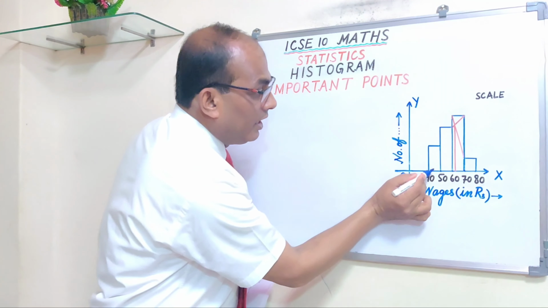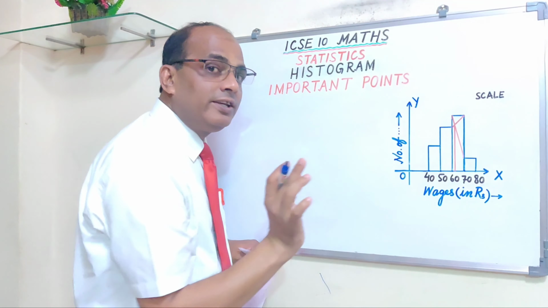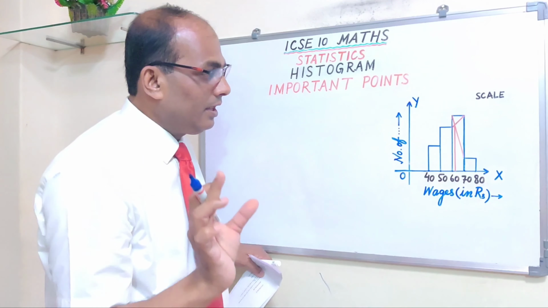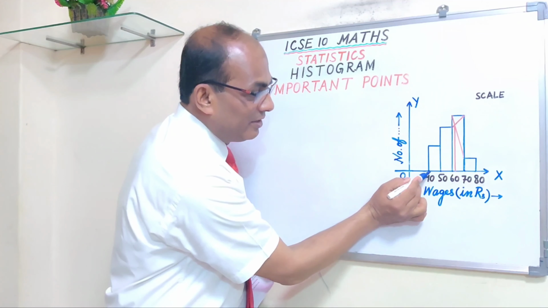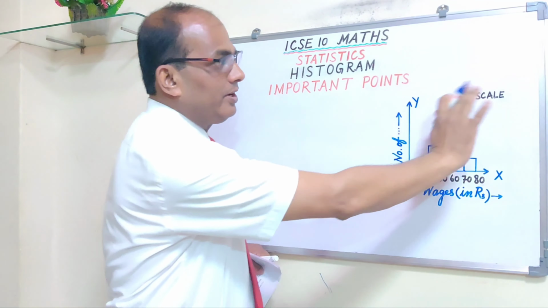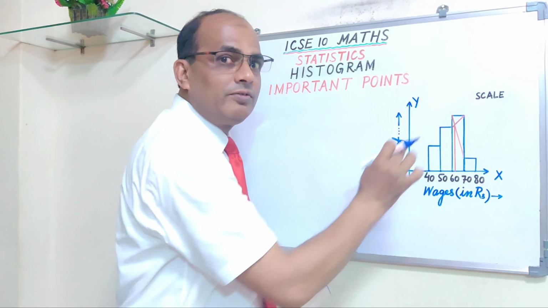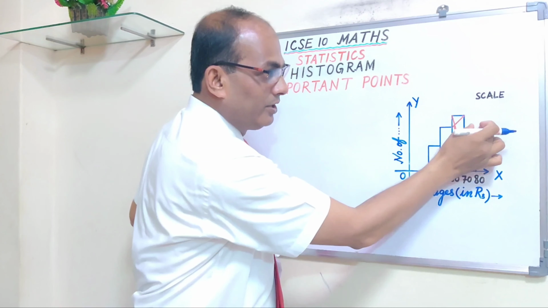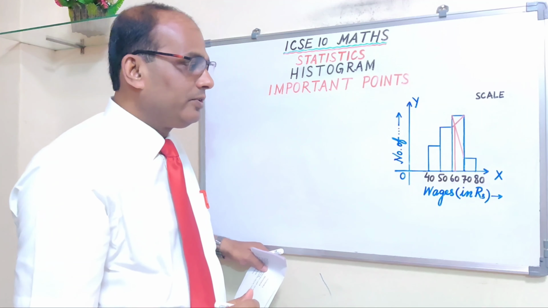Now suppose this is 2 centimeters. So we have taken 2 centimeters on the x-axis, 2 centimeters is equal to 10 rupees, right? The scale you have to write down very nicely on the right top corner. Write down the scale: what you are taking on the x-axis, what you are taking on the y-axis, clearly.